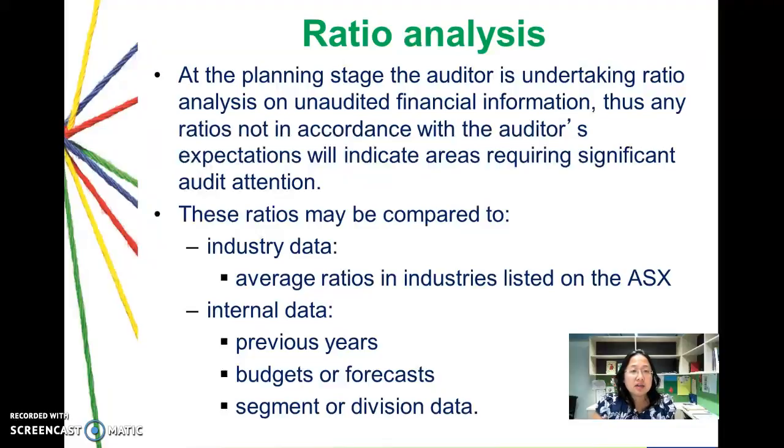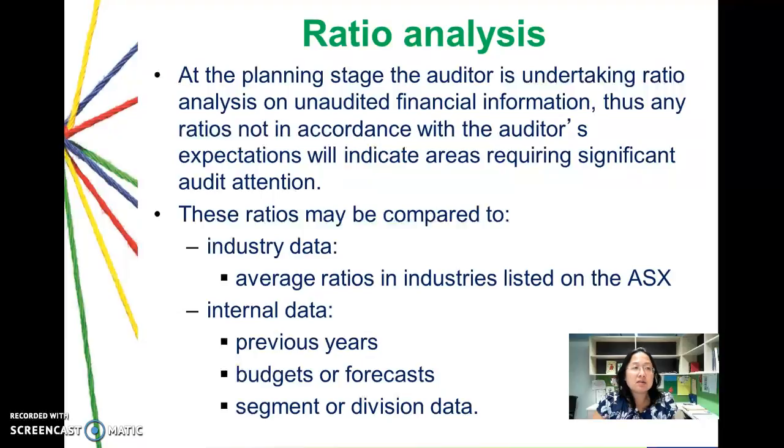So in summary, ratio analysis is performed as part of the preliminary analytical procedure, where the auditor undertakes their analysis to gain some understanding of the financial statements, right? Ratio analysis is performed at the planning stage, at the beginning, before they conduct their fieldwork. The auditor will perform ratio analysis by calculating some basic financial ratios on the unaudited financial statements. I emphasize, this is the unaudited.